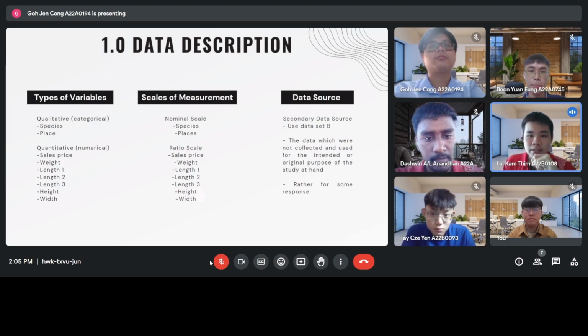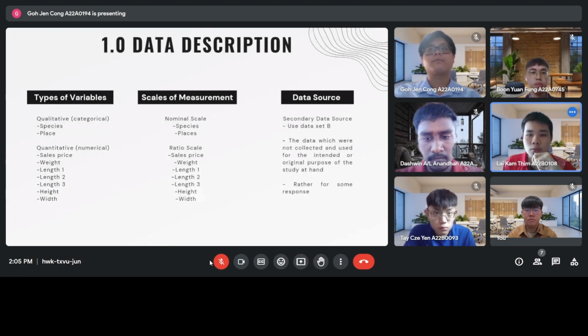A variable is a characteristic or condition that can change or take on different values. There are 2 kinds of variables, which are qualitative and quantitative variables. Based on the data set, the variables species and place are qualitative variables because species and place consist of names or labels.